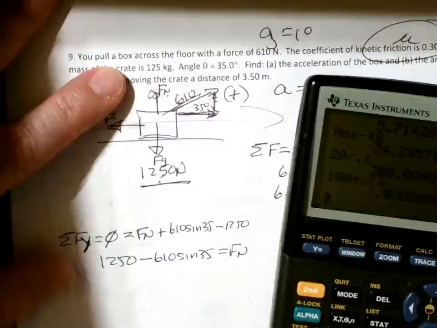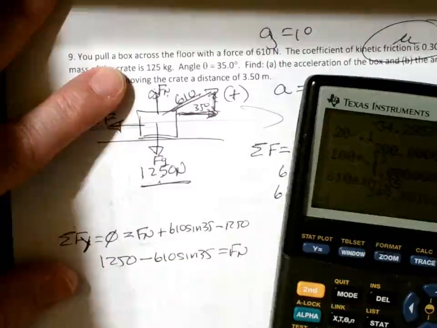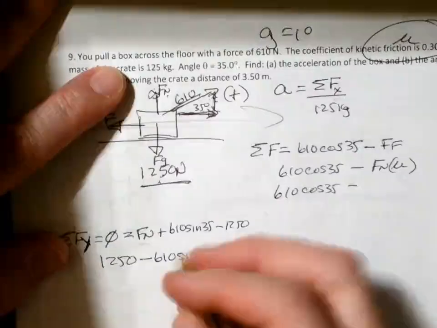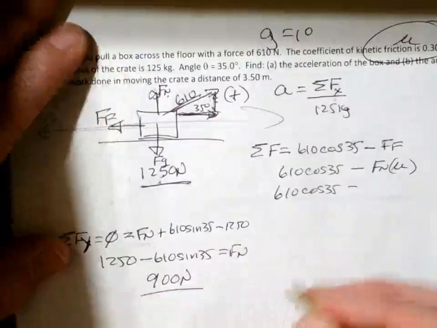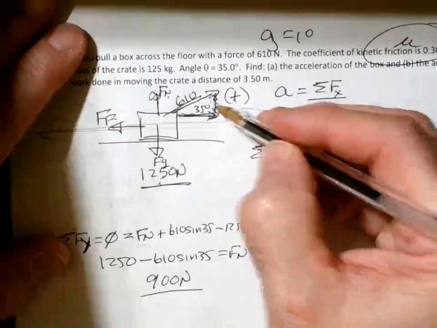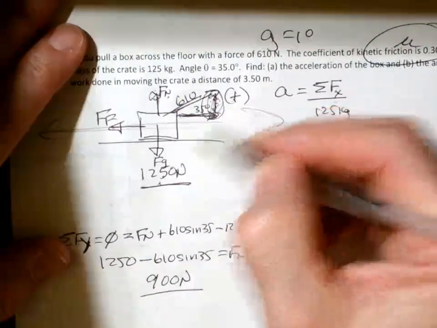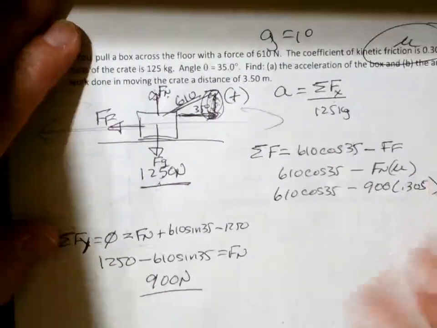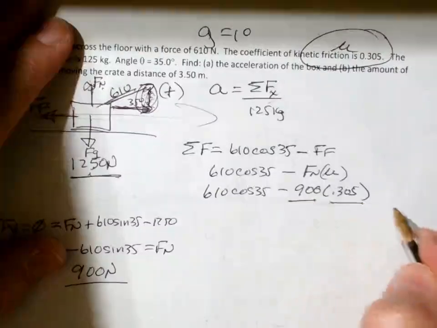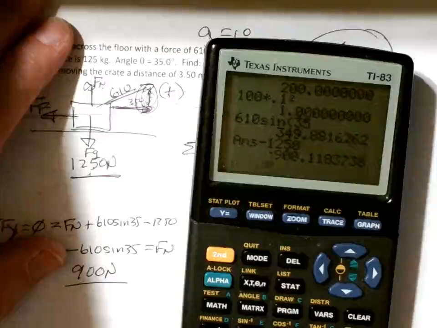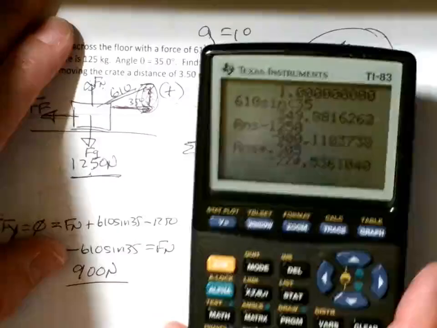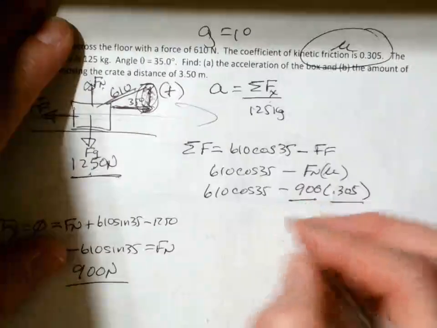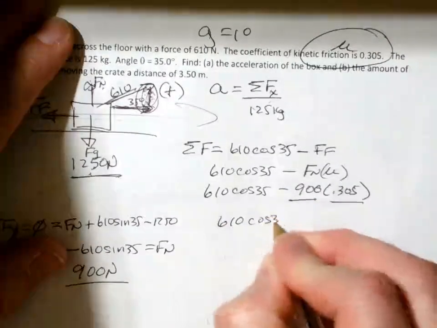So we need to know what it is. 610 sine 35 is 349, minus 1250, switch the sign, and in my head is 900 newtons. The normal force is 900 newtons, because it's got a partner here helping it. This upward force here, 900 plus whatever this is, is equal to 1250. So we can put that in here. 900 times 0.305 is equal to the force of friction. The normal force times the coefficient of friction, times 0.305, is equal to 274.5. So 610 cosine of 35 minus 274.5.